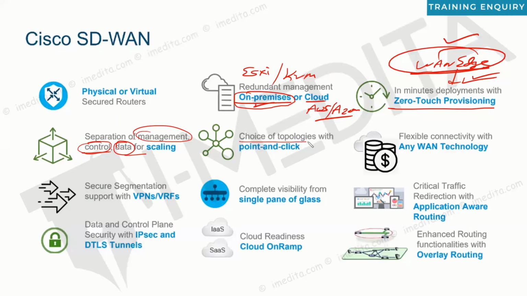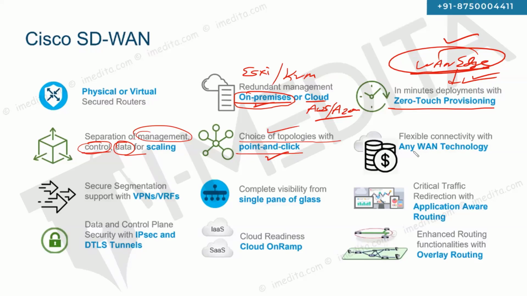You get a choice of topologies with point and click. You just have to select which topology you want to use. Do you want full mesh connectivity between remote sites, or hub and spoke connectivity, or partial mesh? The default behavior of Cisco SD-WAN is to give you full mesh connectivity between the remote sites. Full mesh connectivity will be provided by Cisco, but then you can change the topology.